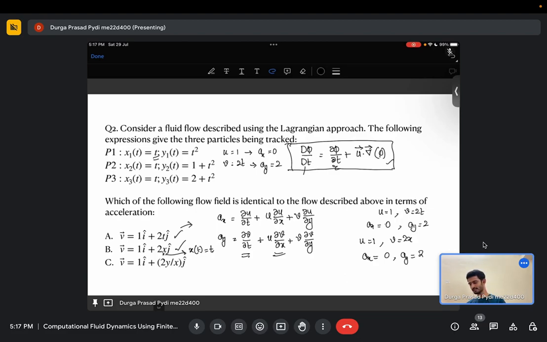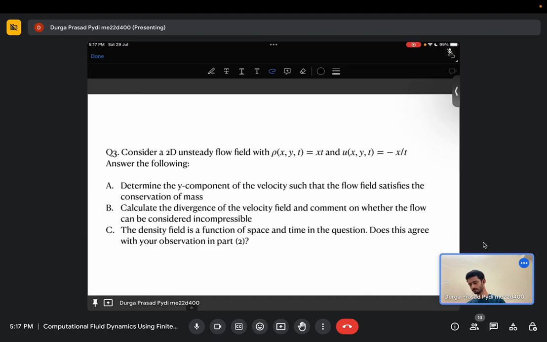So I think this question is clear. We can go to the next question. Here we are giving you the scalar field. There is a 2D unsteady flow where the density field is given by x times t, and the x component of velocity is given as minus x by t. The first question is to determine the y component of the velocity such that the flow satisfies conservation of mass. In the second part, I am asking you to calculate the divergence of the velocity field and see whether the flow is compressible or not.